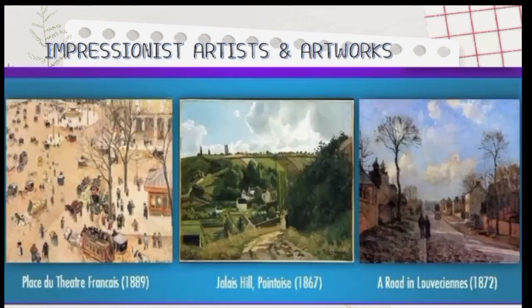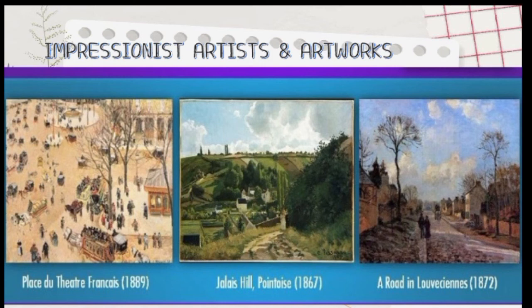Camille Pissarro was a Danish-French Impressionist and Neo-Impressionist painter born on the island of St. Thomas. His importance resides in his contribution to both Impressionism and Post-Impressionism. Pissarro studied from great forerunners including Gustave Courbet and Jean-Baptiste Camille Corot. Three of his artworks are Place du Théâtre Français, 1889, Les Hill Pontarlier, 1867, and A Road in Louveciennes, 1872.